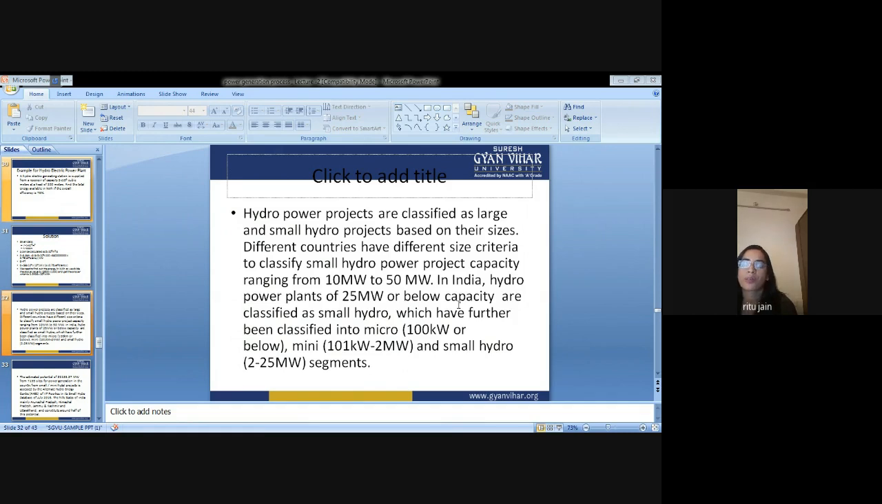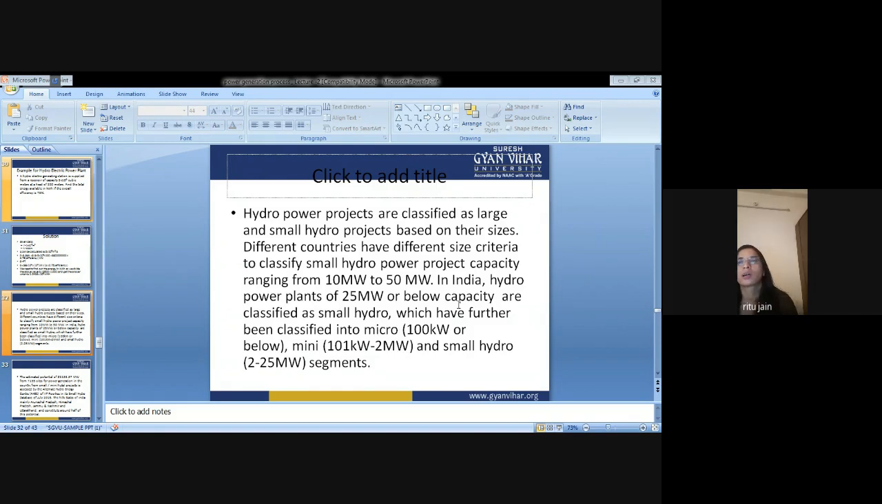If your power plant rating is 100 kilowatt or below, then it comes into the category of micro hydropower plant. I can repeat this sentence. If a hydropower plant is generating energy in the range of 100 kilowatt or below, this hydropower plant comes into the category of micro hydropower plants.